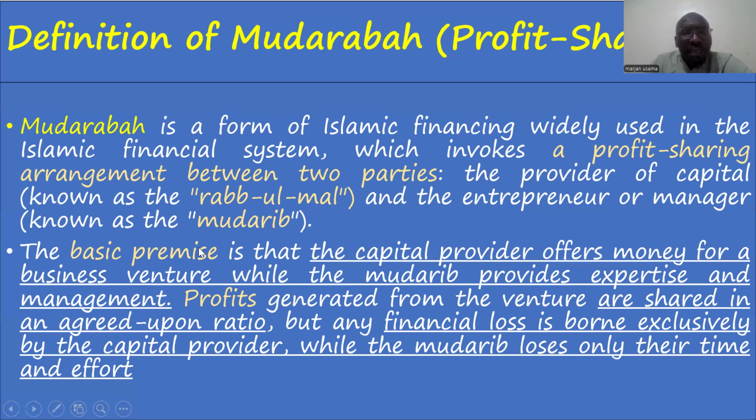So the basic premise is that the capital provider, who is the Rabbul Mal, offers money for a business venture, while the Mudarib provides expertise and management. Then the profits generated from the venture are shared in an agreed upon ratio. So the profit will be shared based on a predetermined agreement between the Rabbul Mal and the Mudarib. But any financial loss is borne exclusively by the capital provider, while the Mudarib loses only their time and effort.